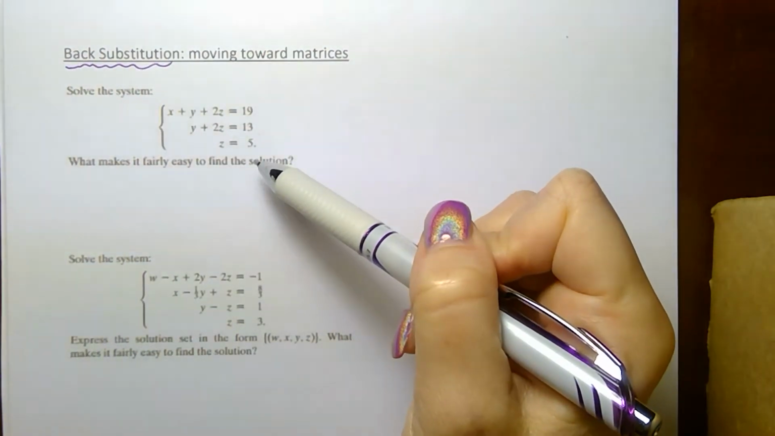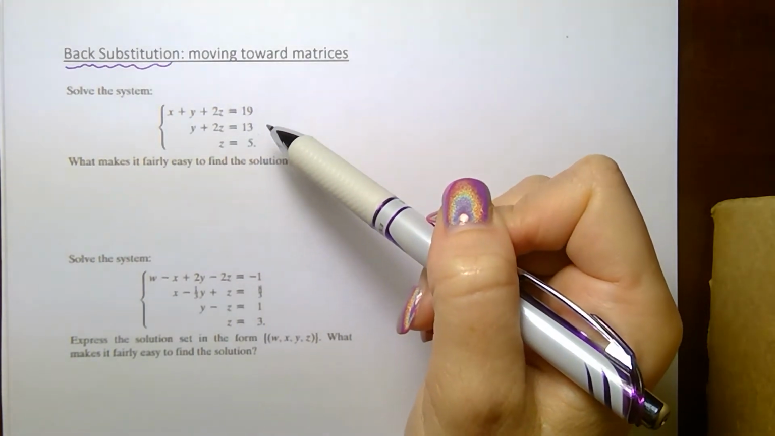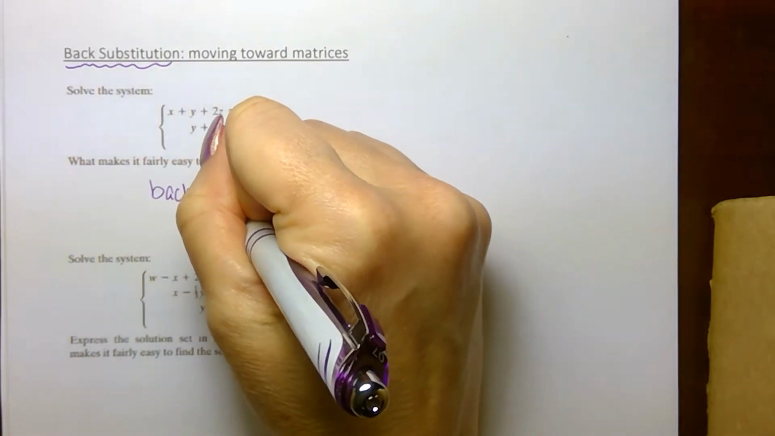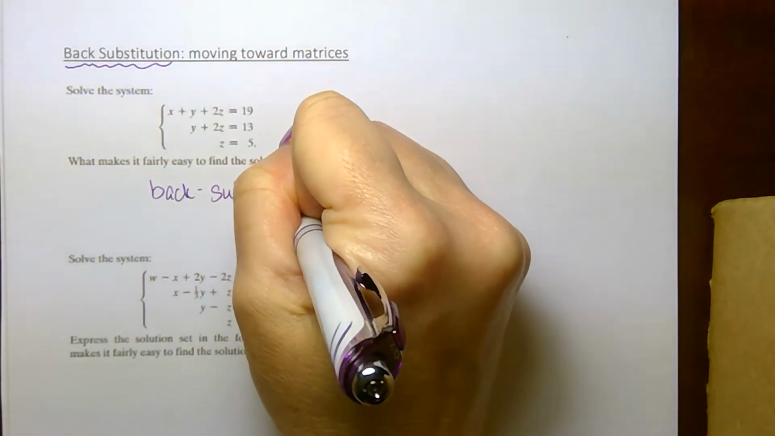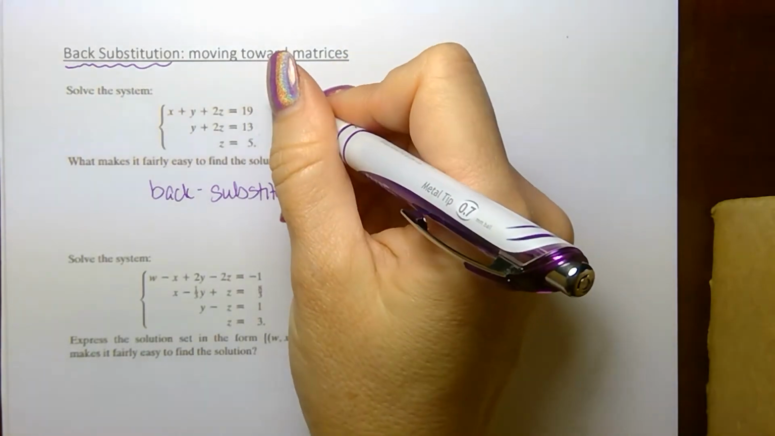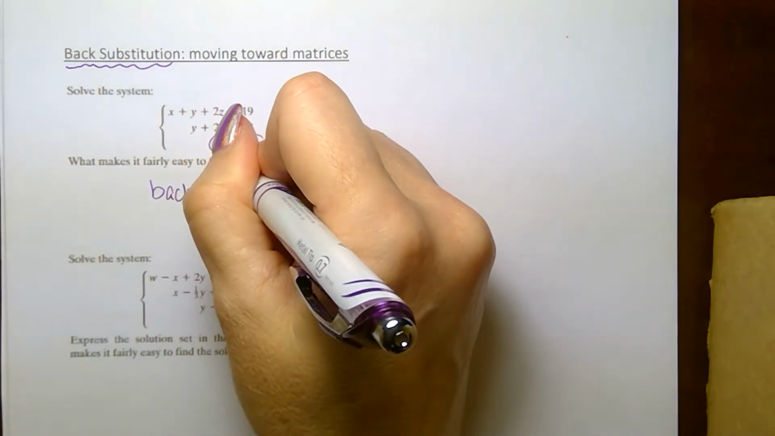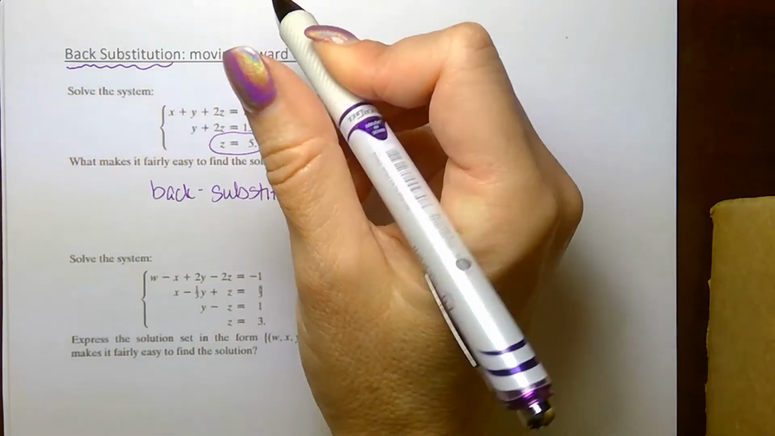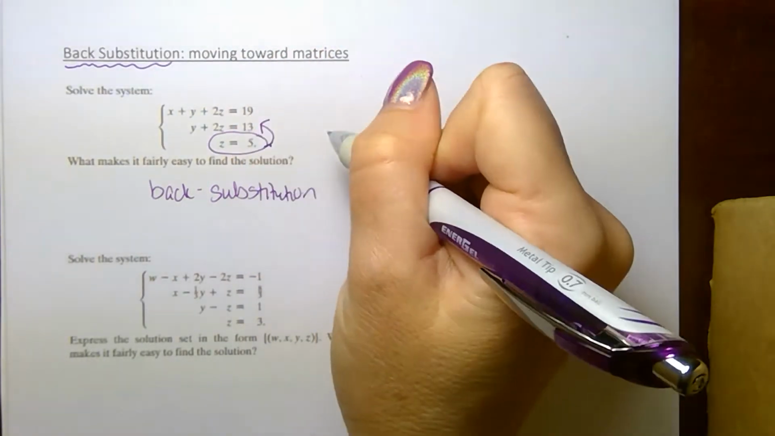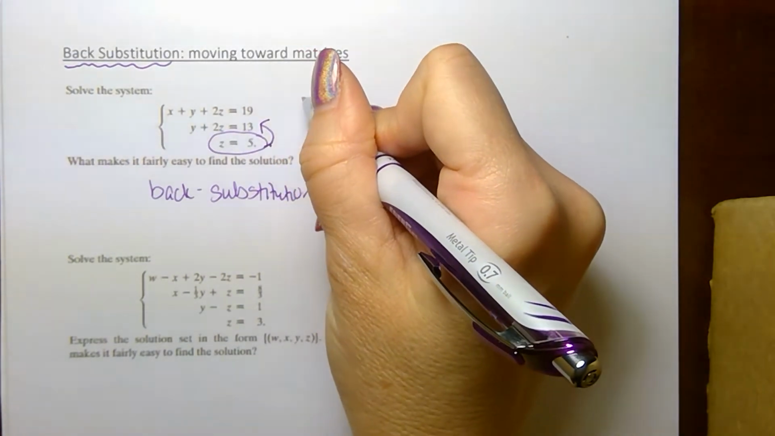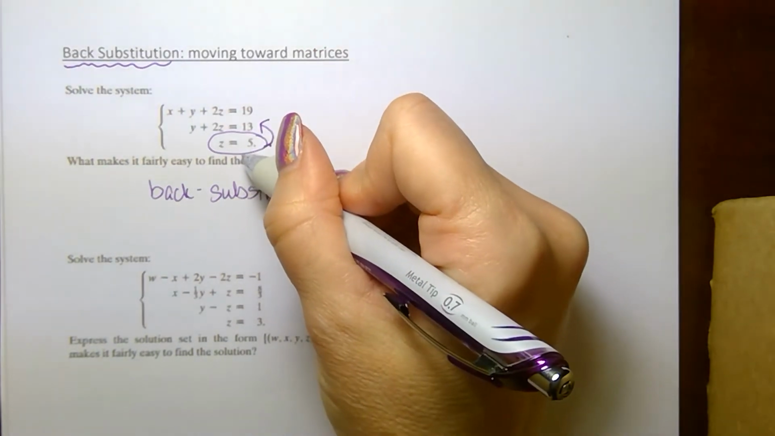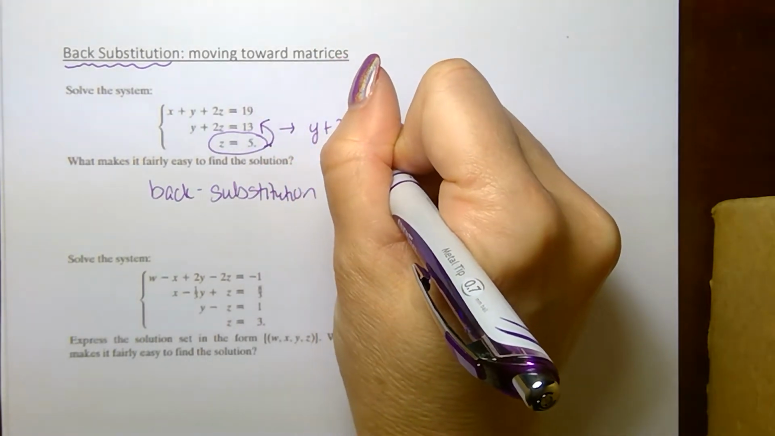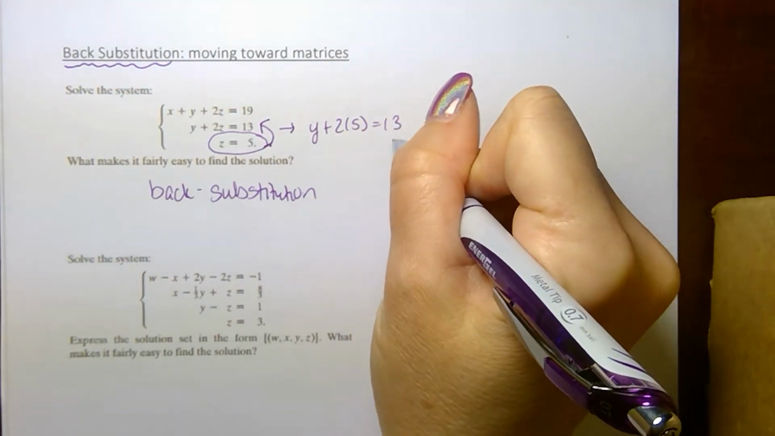This system is set up so we can use back substitution, and that makes it pretty easy to find the solution to the system. This concept of back substitution makes our system really easy to solve. If you look down the list of equations, I have z solved for. I know that z is 5. So I can work backwards and substitute this in and work my way up to finish solving the system. If I know that z is 5, then I can say, you know what, that means y plus 2 times 5 equals 13.